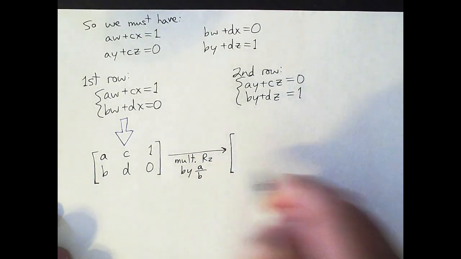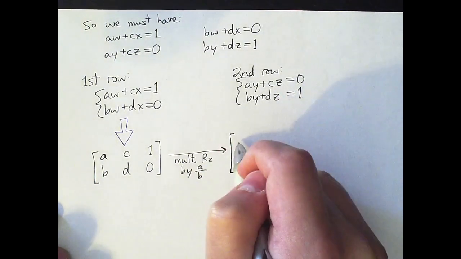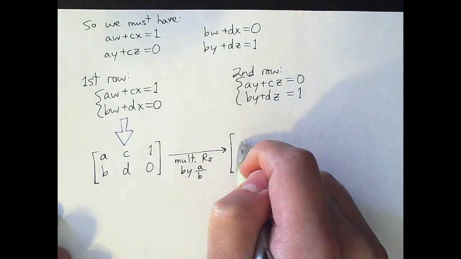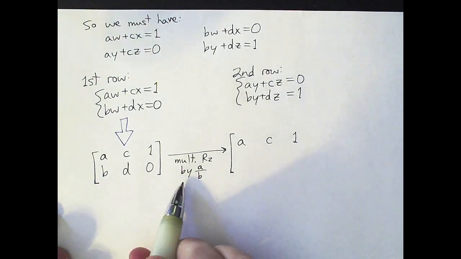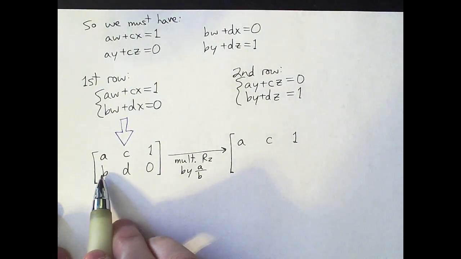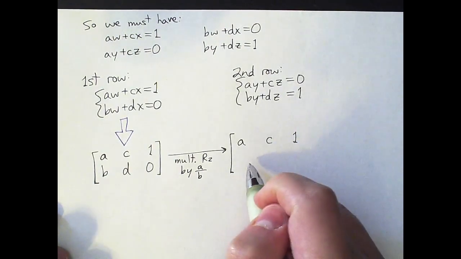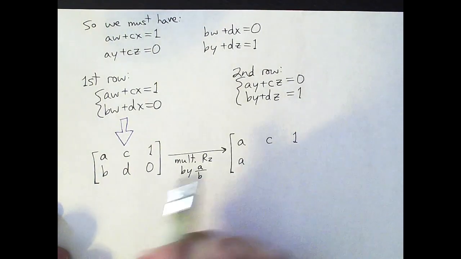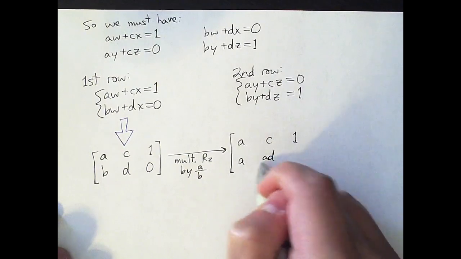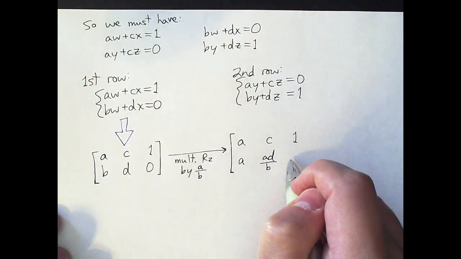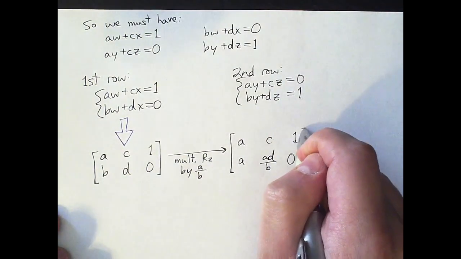And, we're allowed to multiply by a constant. So what I'm going to do gets me, row 1 has not changed. Row 2 has been multiplied by this constant. So b times a over b gets me a. D times a over b, I'll write that as ad over b, and 0.